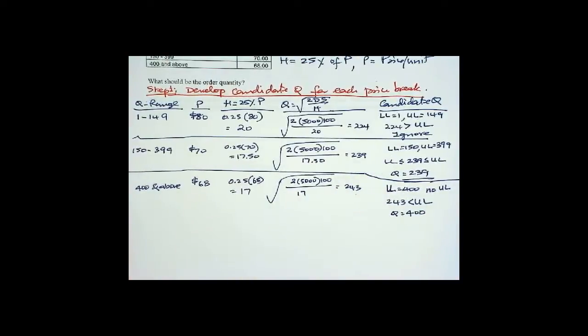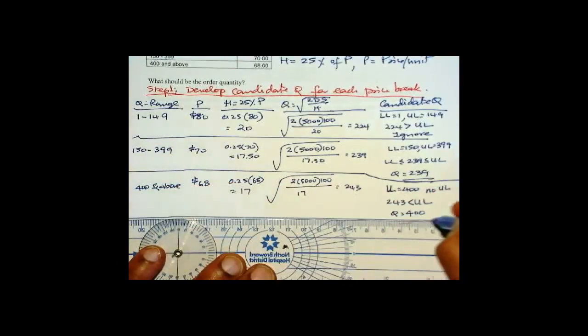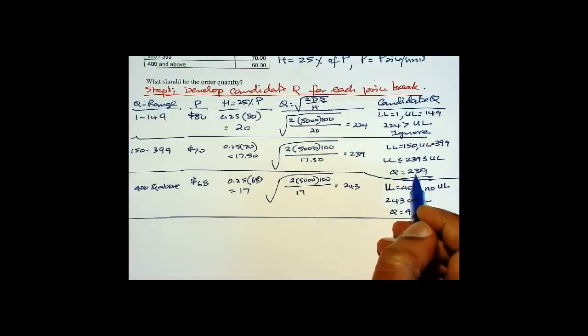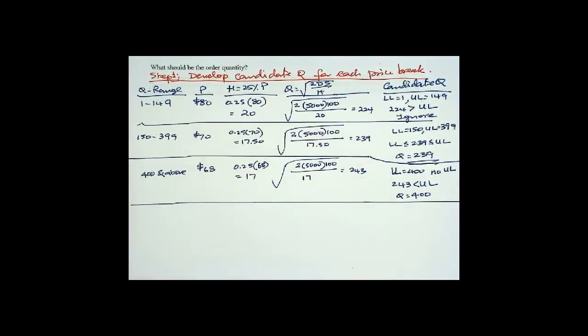So now we have the candidates. There are two candidates here. We have to ignore the first one. And then Q equal to 239 is one candidate. Q equal to 400 is the second candidate.